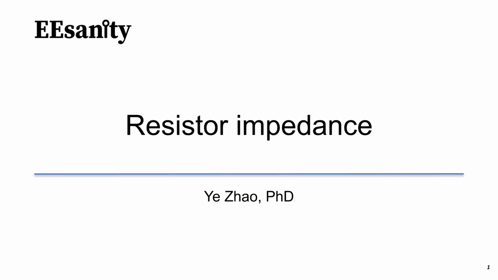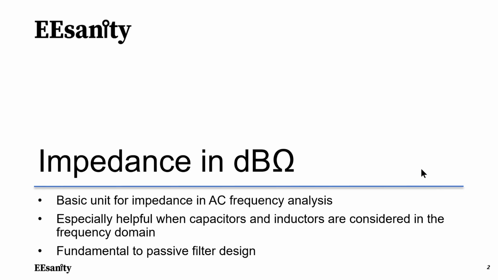Welcome back. In this lecture, we will talk about resistor impedance. Impedance can be expressed in dB ohm. This is the basic unit for impedance in AC analysis. This becomes very helpful when capacitors and inductors are considered in the circuit analysis. Also, dB ohm is the fundamental of passive filter design.